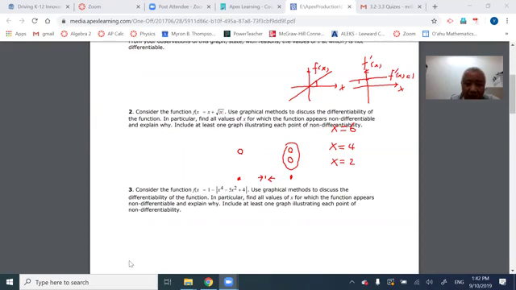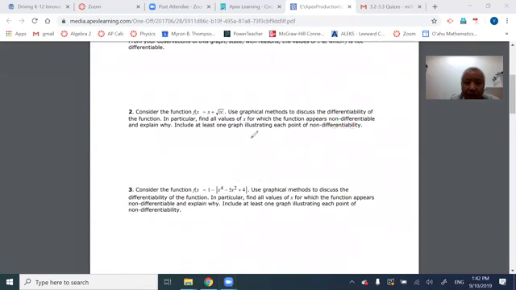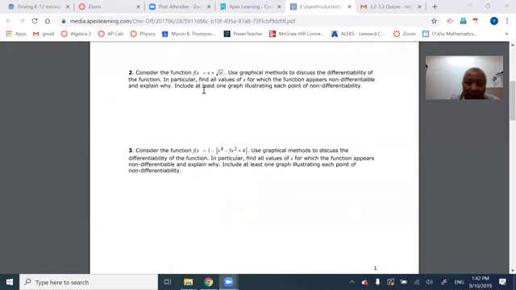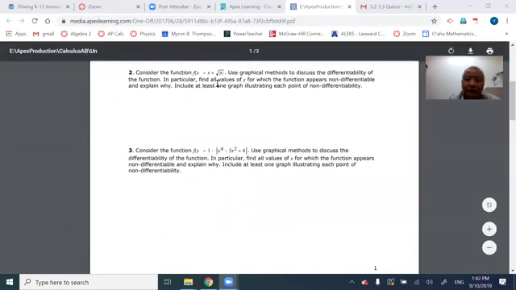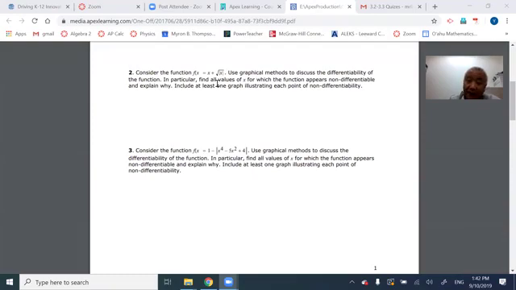Let me erase this part first. Now, when you look at this question, they ask you to make a graph of this function first. You may graph it by hand, but here we can have a better way. We can use the Desmos graph. Let me show you how.